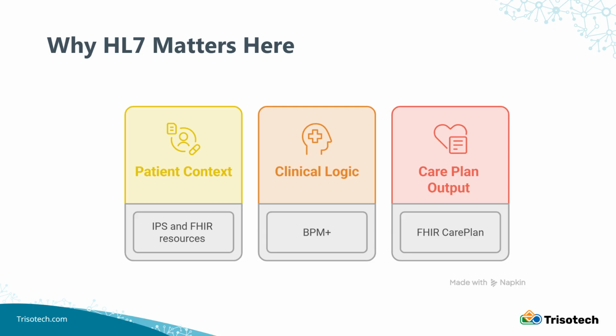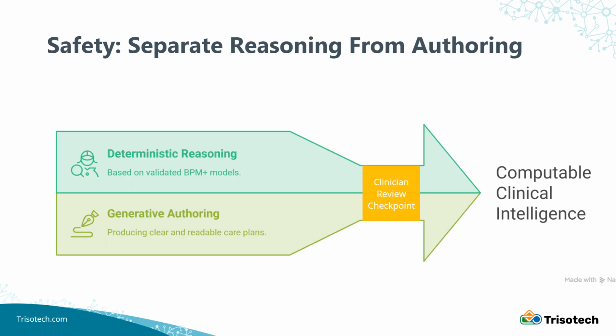Clinical reasoning should not be hidden inside a prompt or buried in a technical artifact that clinicians cannot easily inspect. In our approach, scoring, classification, contraindication checks, triage, and recommendations are handled by deterministic models. Generative AI is used after that to help assemble a readable care plan. The result is reviewed before use. This keeps AI helpful without giving it unchecked clinical authority.